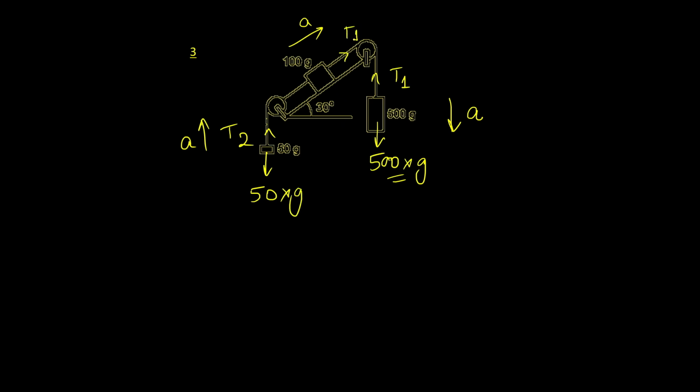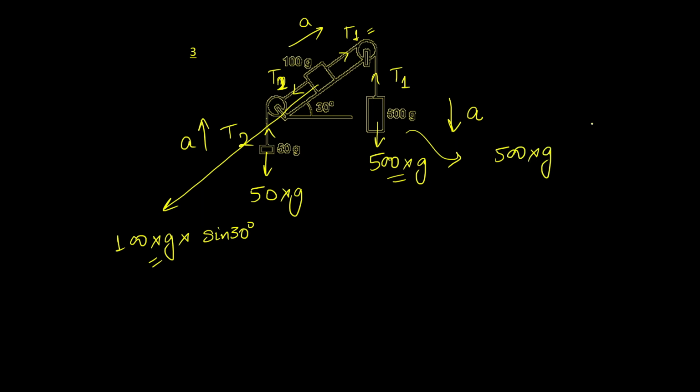Here this will be T1, this will be T2, and in this direction for mass 100, it is 100 m g sine theta, that is sine 30 degrees. So 3 forces are there: mg sine 30, this T1, this is actually T2, and this is T1. Now writing for this, at first it will be 500 multiplied by g minus T1 is equal to 500 a. That is the first.